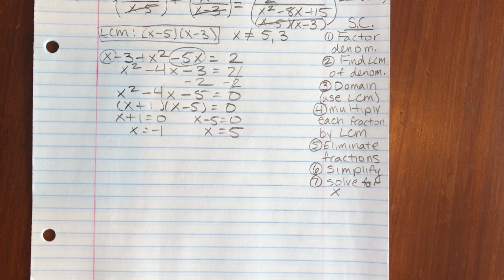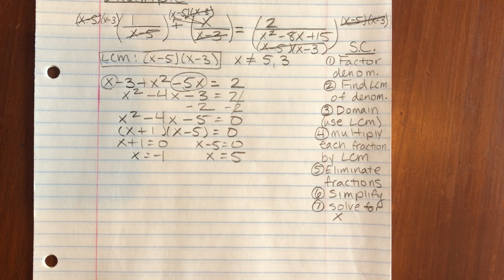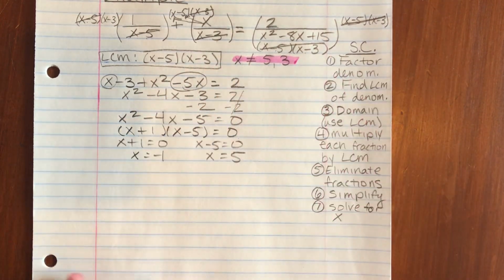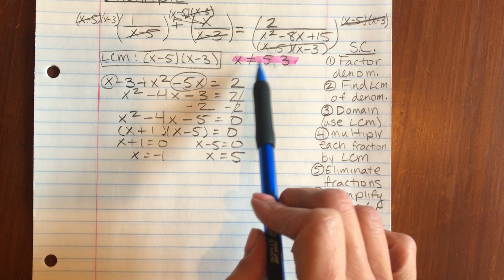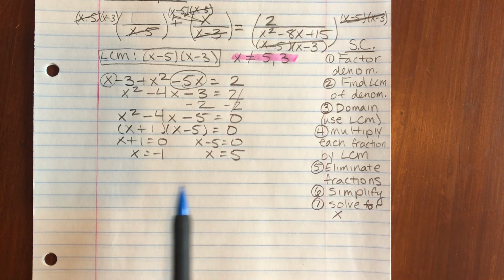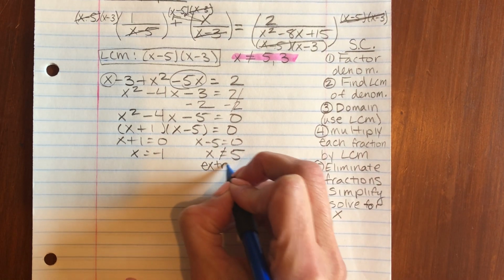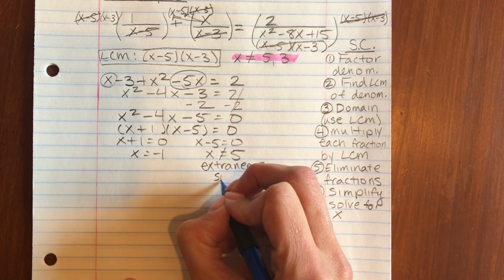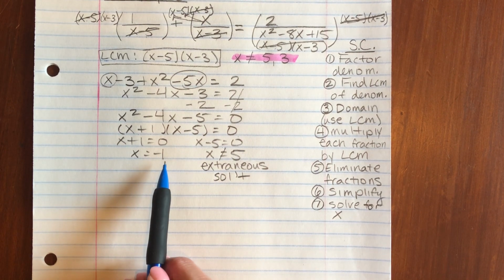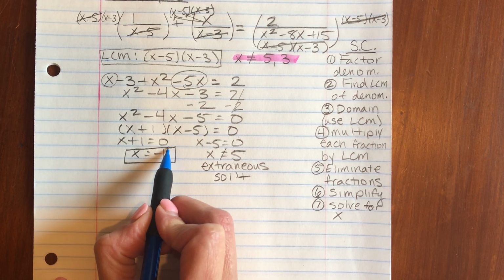Those are my answers. Now I have to go back and check for extraneous solutions. What is an extraneous solution? It's a solution that is not true. So it does not work for this problem. And the way you can tell is by looking at the domain. So here's my domain up here. So what did we say? The restrictions on x. X cannot be 5 and x cannot be 3. So if I check my answers here, I got an answer of 5. So that would be an extraneous solution. So I only have one answer to this problem, and it's x equals negative 1.